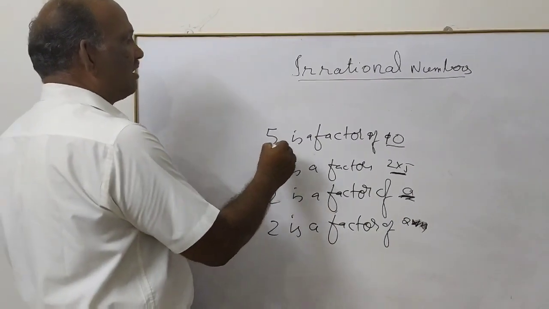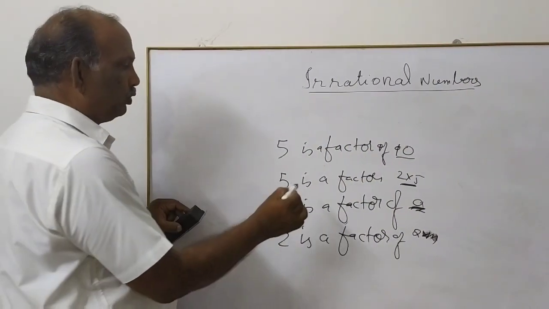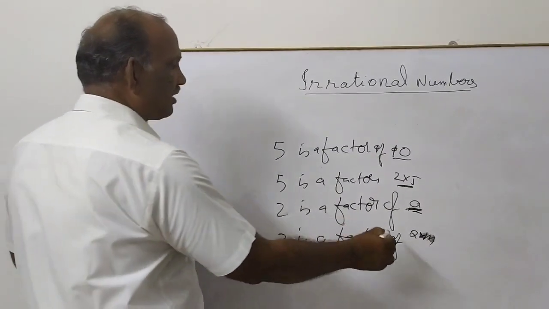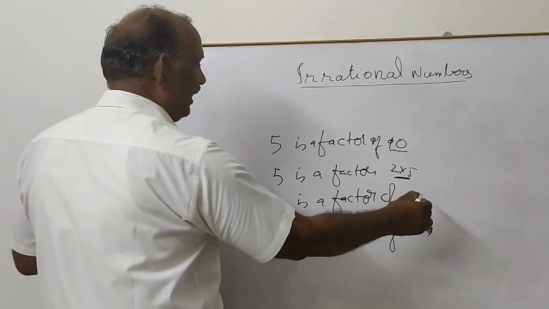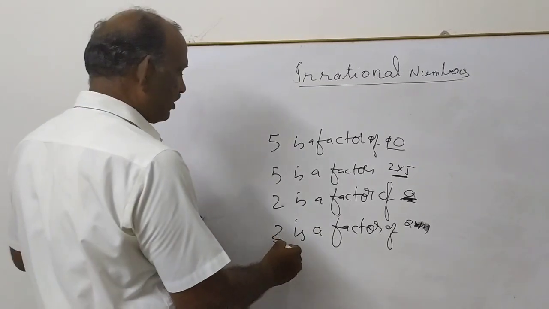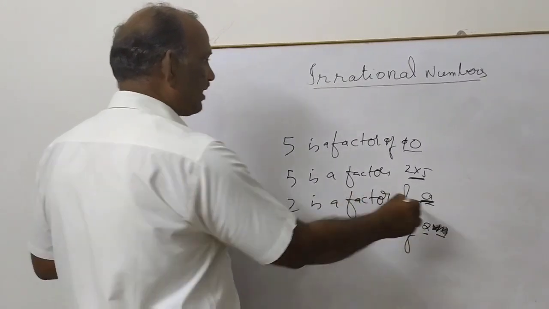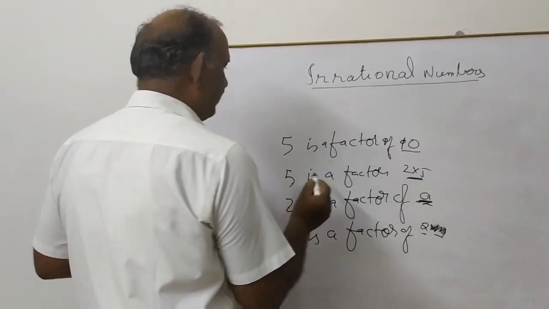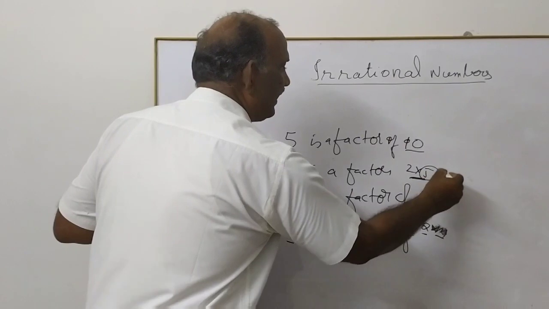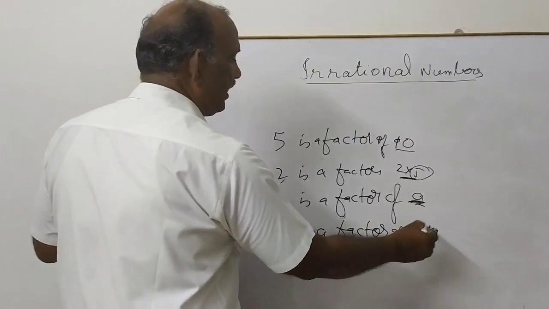Here we can say 5 is a factor of 10, so 5 is a factor of 2 into 5. Suppose 2 is a factor of A. A can be written as 2 into M. That means here also 2, here also 2. M is any integer. Here we can write 2 is a factor of 2 into 5, and 2 is a factor of 2 into M.